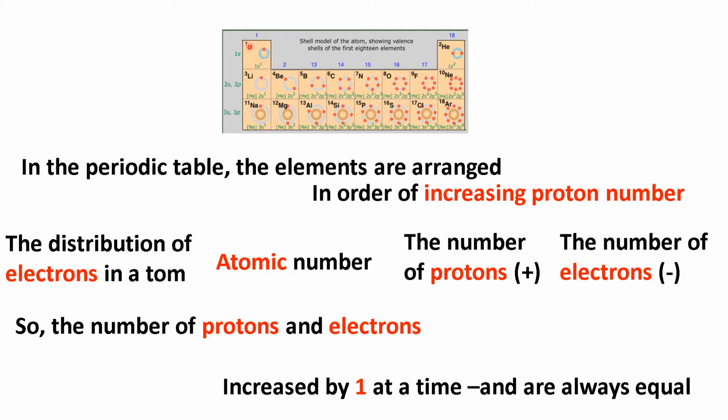So hydrogen atom 1, helium 2, lithium 3, beryllium 4, boron 5, carbon 6. This is increasing proton number, and it increases by 1 at a time. And also the number of protons equals the number of electrons. For example, in hydrogen, atomic number equals 1, the number of protons equals 1, and the number of electrons equals 1. Another example, nitrogen: atomic number equals 7, the number of protons equals 7, and the number of electrons equals 7.